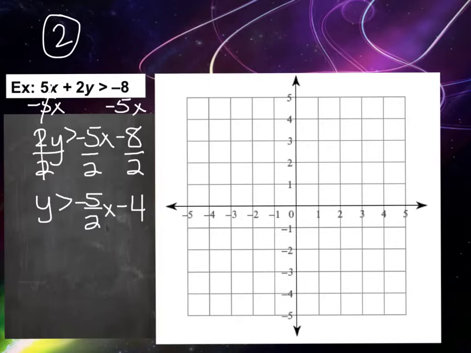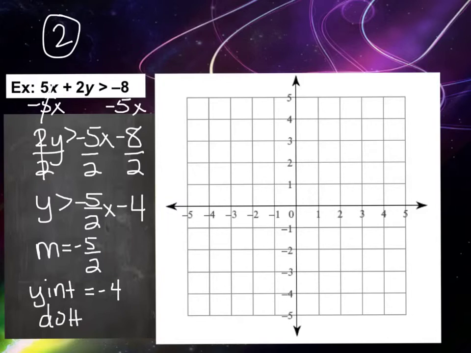Okay, now that it's in graphing form, I can identify my slope. Slope is negative 5 over 2. My y-intercept, the first point that I plot, is negative 4. And because I have no bar underneath my inequality symbol, I'm going to use a dotted line to graph.